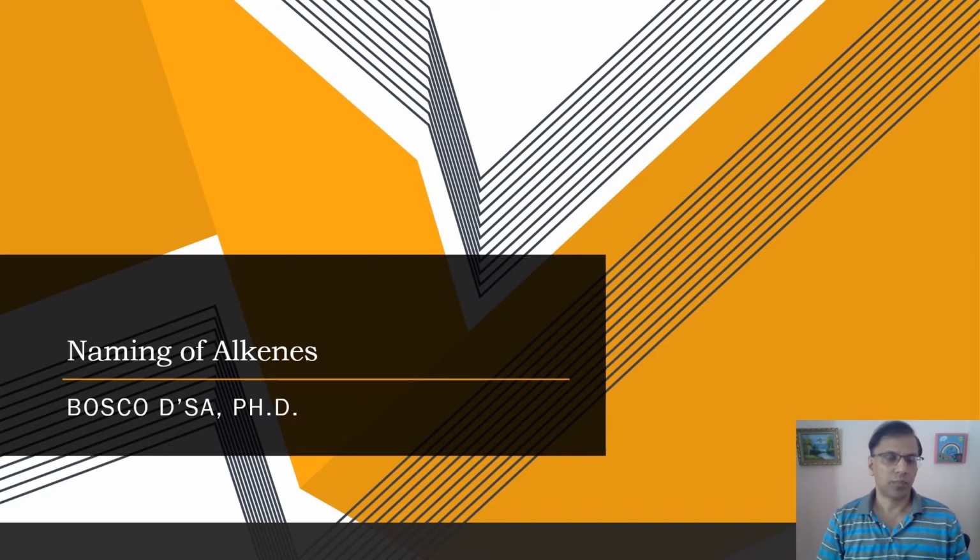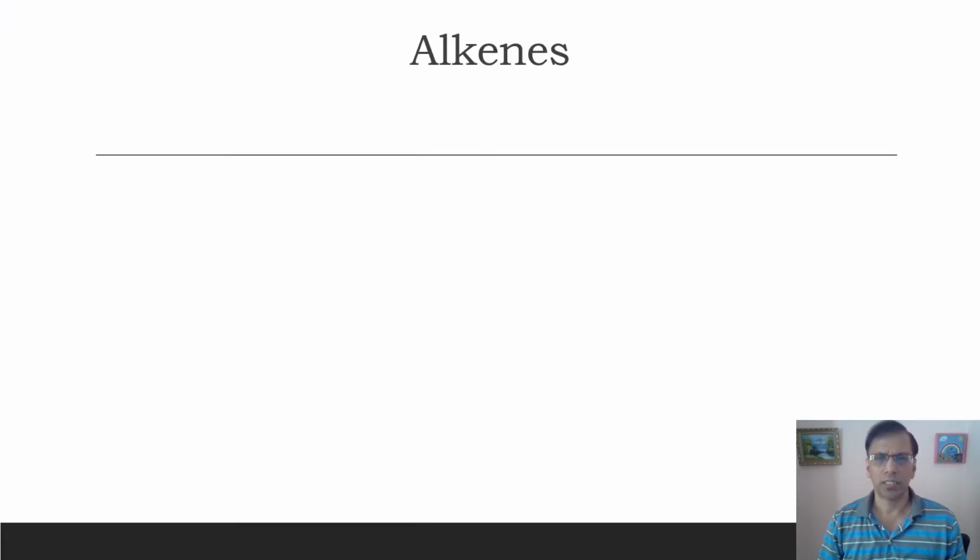Today I'll talk about naming of alkenes. Alkenes are hydrocarbons which have a double bond, and there are two types of alkenes. We have internal alkenes and terminal alkenes.